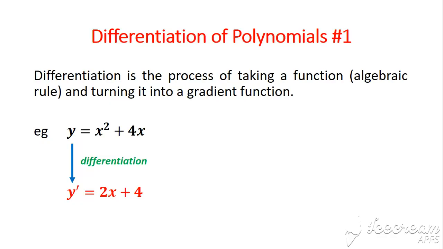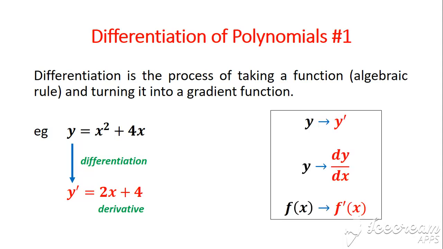Differentiation is the process of taking a function, which is a formal word for an algebraic rule, and turning it into what I like to call a gradient function. For example, we're going to take a function y equal to x squared plus 4x and differentiate it into the gradient function, which we're going to call y dash, which is equal to 2x plus 4. The gradient function is called a derivative.